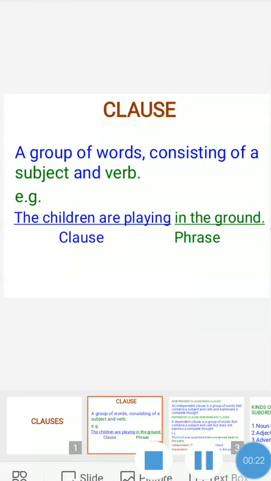See the example: the children are playing in the ground. The first part of the sentence, that is, the children are playing, has both the subject and verb. So it is the clause of the sentence, whereas the second part of the sentence, in the ground, does not have verb and subject. So it is simply a group of words which is called a phrase. A clause can either be a complete or an incomplete sentence, but a phrase is not at all a sentence.